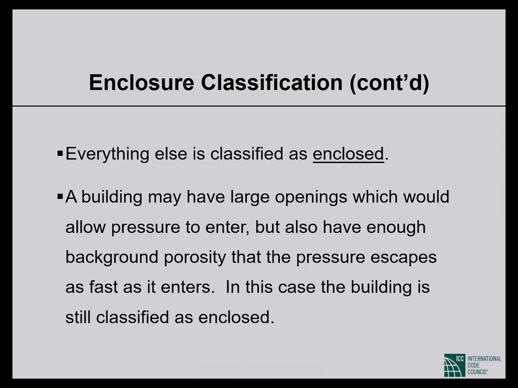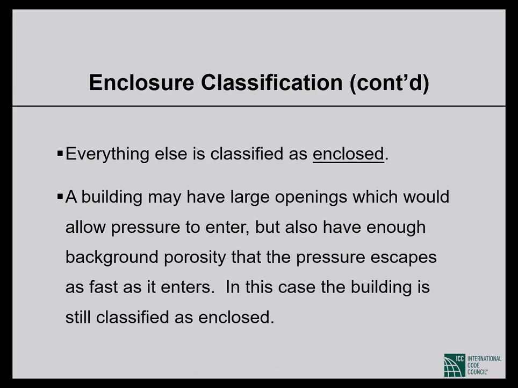Okay, so let me start again at a different place. A partially enclosed building is a building that has windward openings, it has suction openings, but windward openings predominate so that more wind gets in than can get out. So we have positive internal pressure buildup. If a building is not partially enclosed by this definition, that building has to be either open or enclosed.